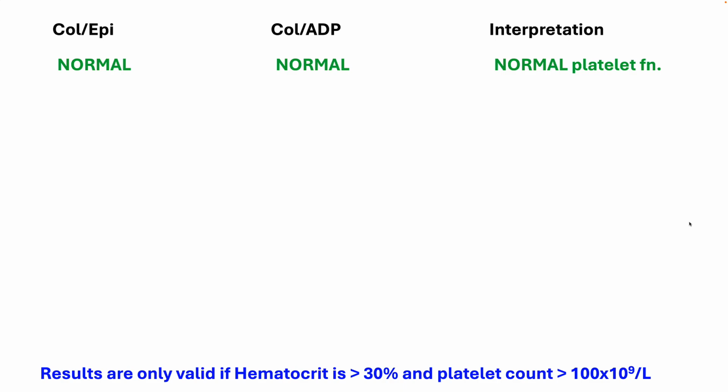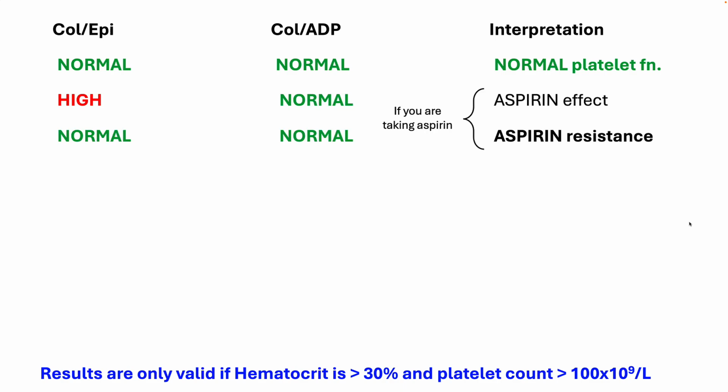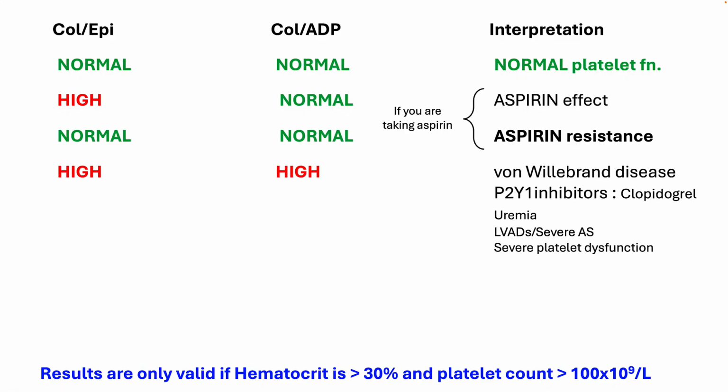So if your call AP and call ADP are normal, that tells you that your platelet functions are normal. If you're taking aspirin, your call AP should be high and call ADP should be normal. But if both are normal and you're taking aspirin, that suggests aspirin resistance. If both call AP and call ADP are high, that would be suggestive of von Willebrand disease, or the patient is on P2Y1 inhibitors like clopidogrel.